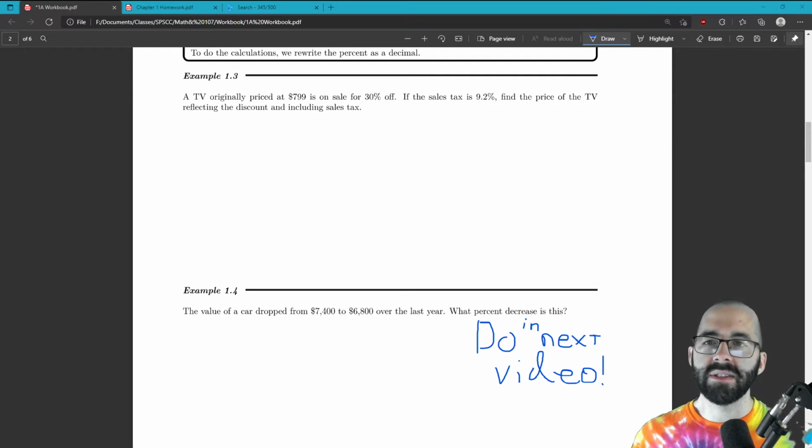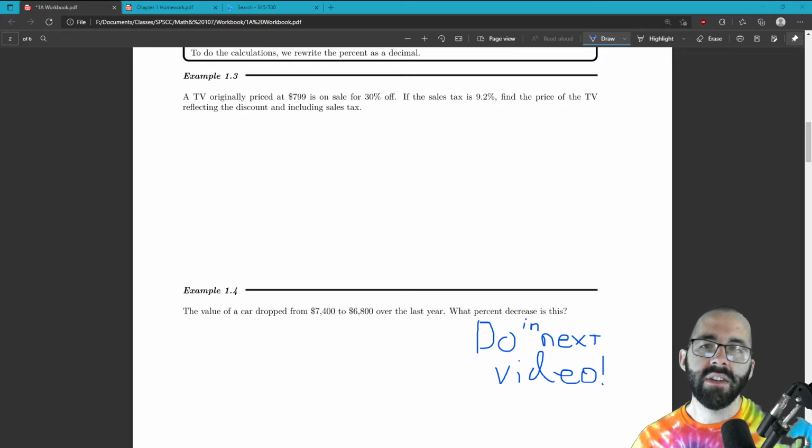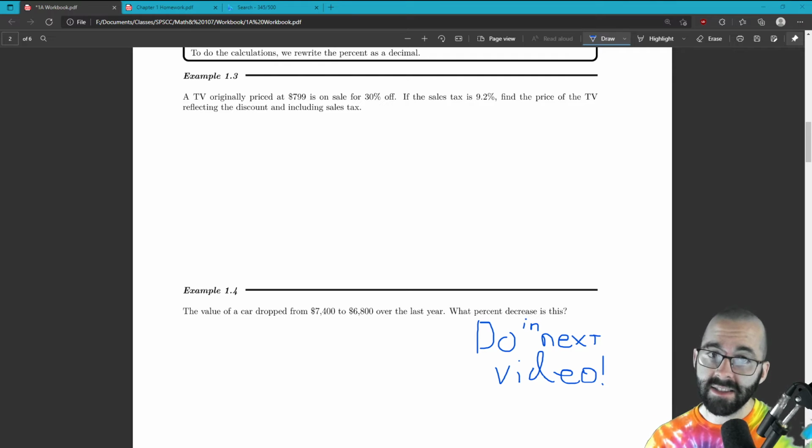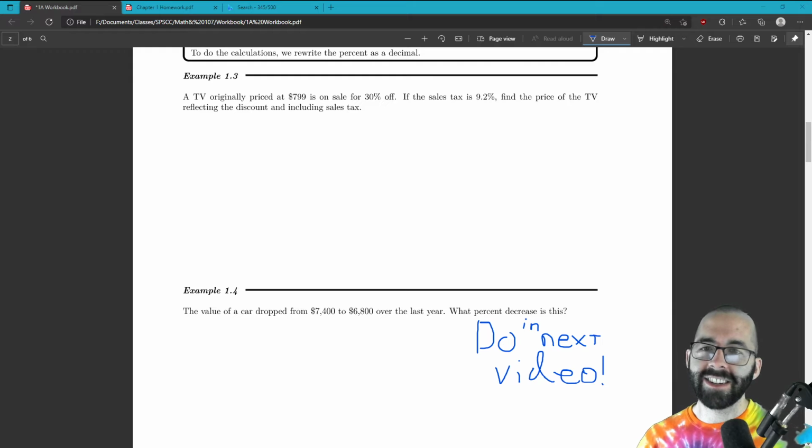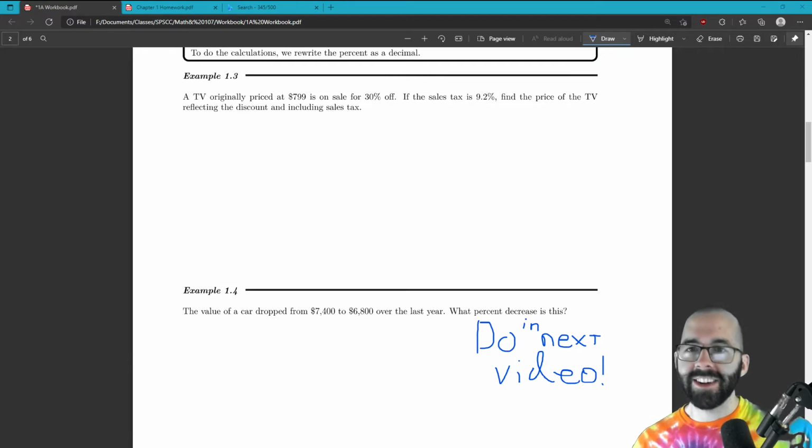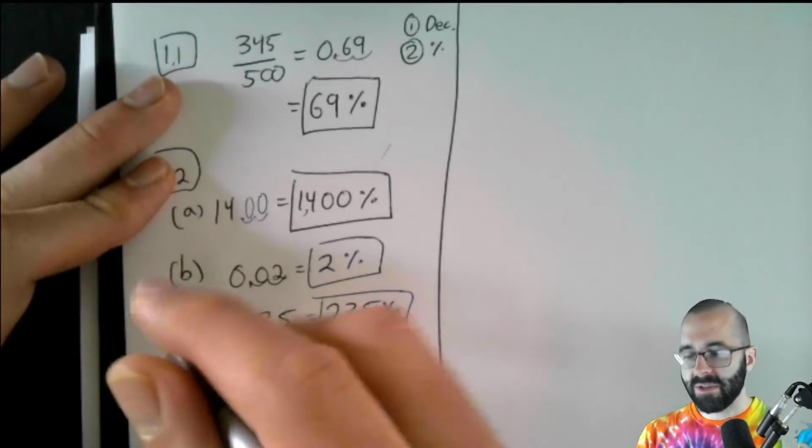So in 1.3 it says we have a TV that was originally priced at $799 and it's on sale for 30% off. There's also a sales tax, and we need to find the price of the TV reflecting the discount and including sales tax. We'll ask the important question later. So, here's what we have.